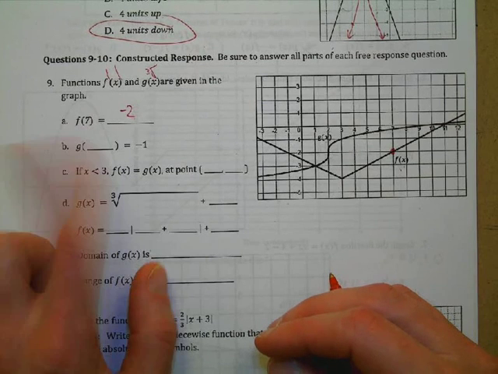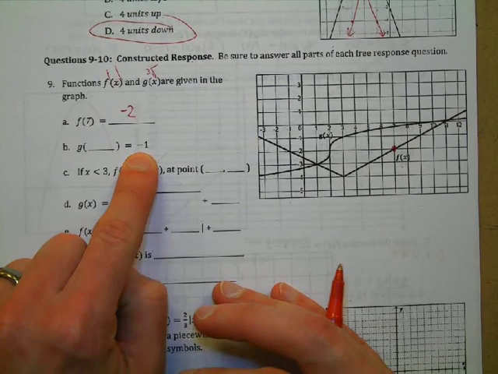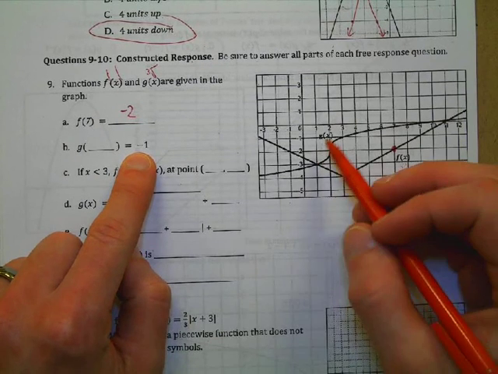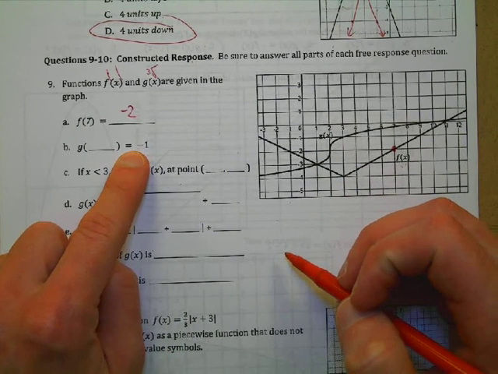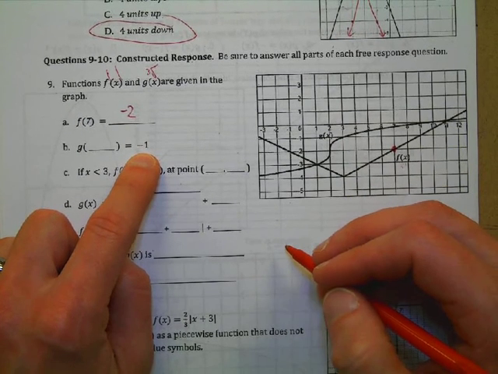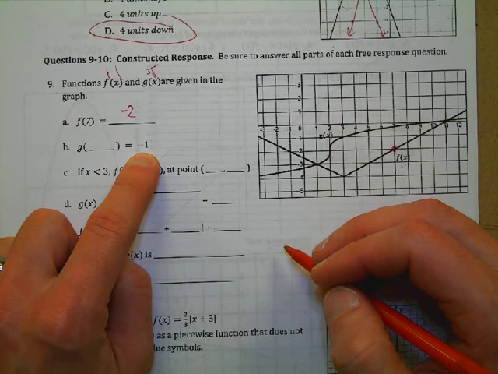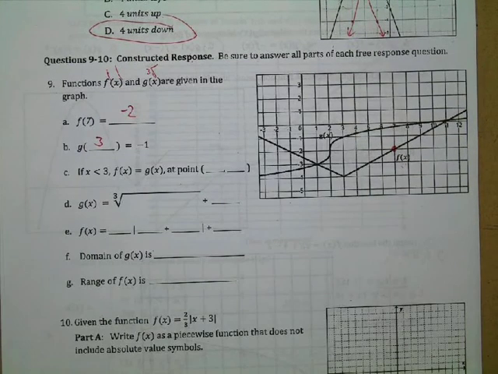Now for g, we're reversed. I have a blank for my x, and I have the y value. So for g, I want to find the x that gives me the y value of negative 1. So what's the x-coordinate for g that gives me the y value of negative 1 there? 3. Yeah, very good, Caleb. That's right. Nicely done. Okay.